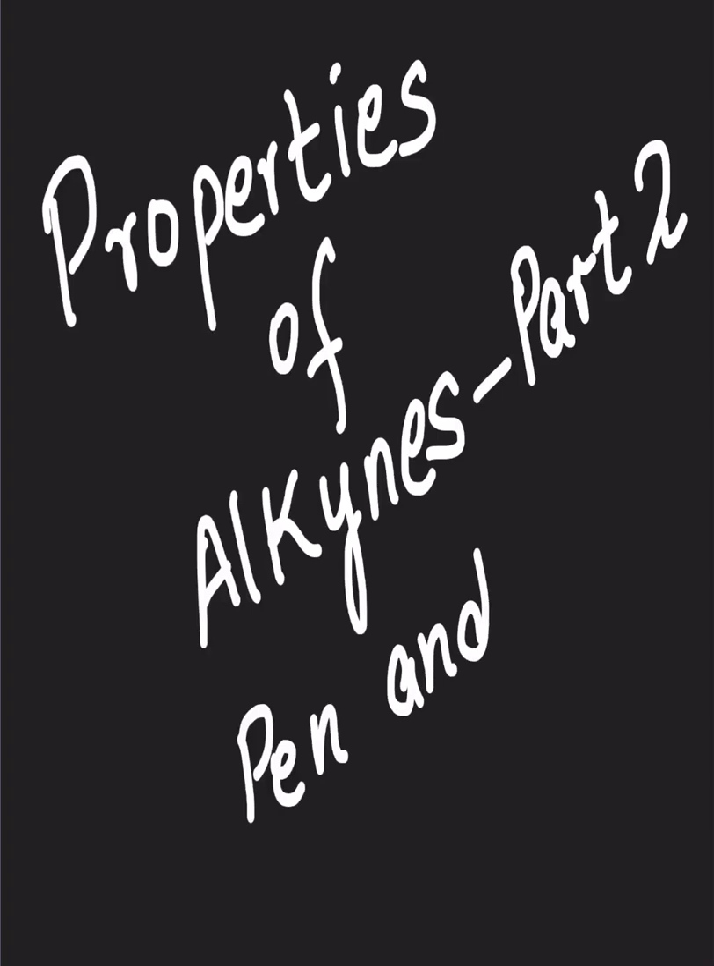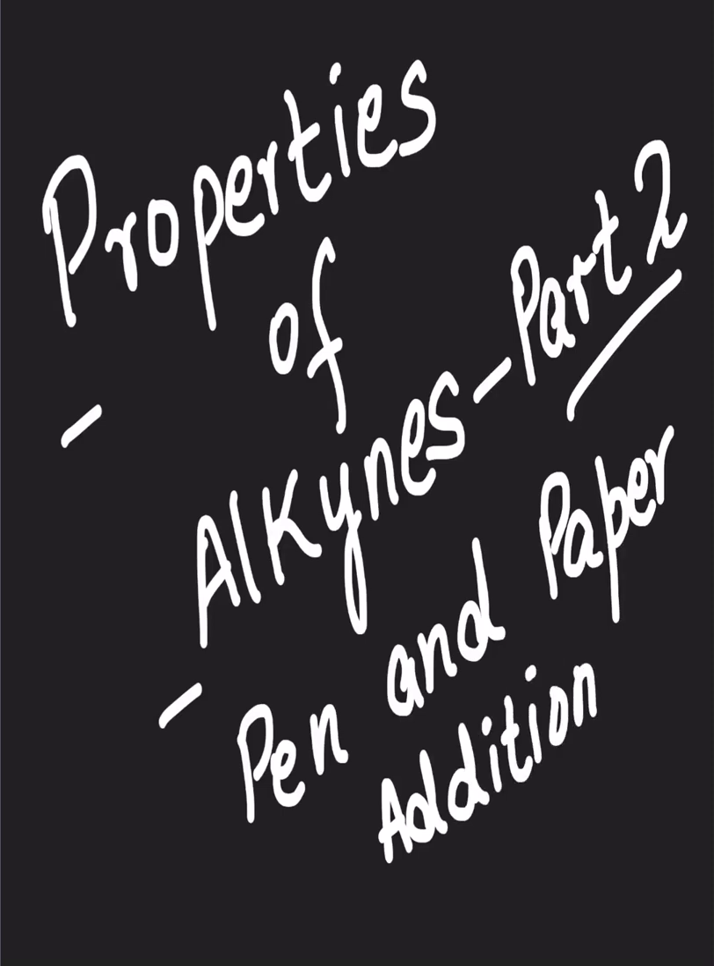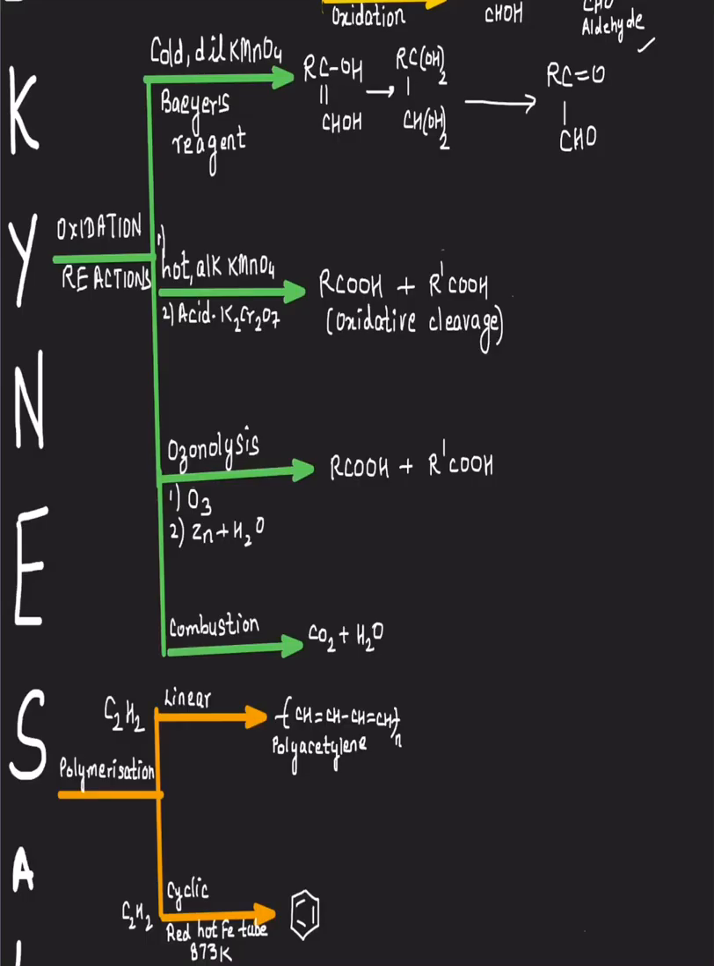I hope you have your pen and your notebook with you so that we can proceed with the properties of alkynes part 2. In part 1 we have already covered the addition reactions, and what are we going to cover in part 2? Let's see. We are now going to talk about oxidation reactions of alkynes, and as you know, if you've been following the channel, I give you flow charts so that it is easier for you to remember. So we are going to cover oxidation and polymerization over here.